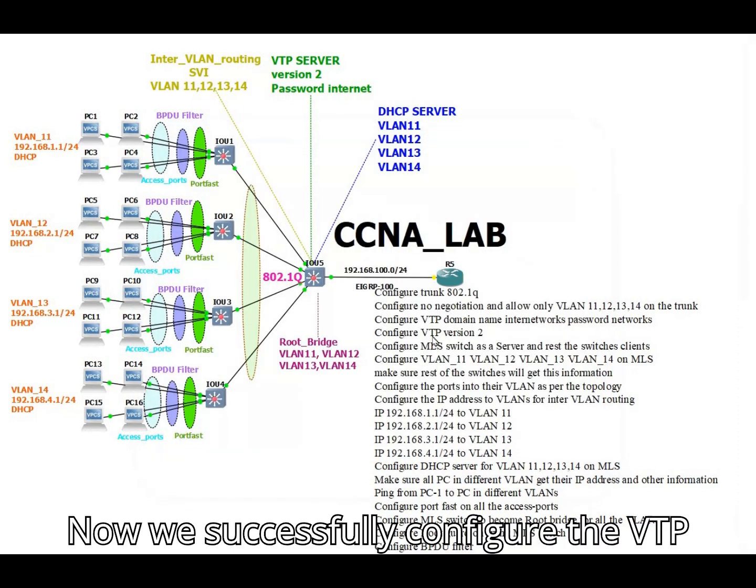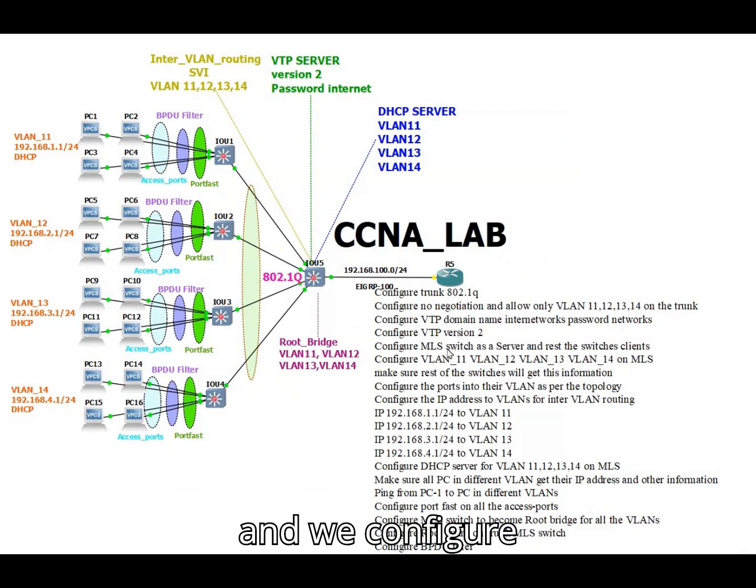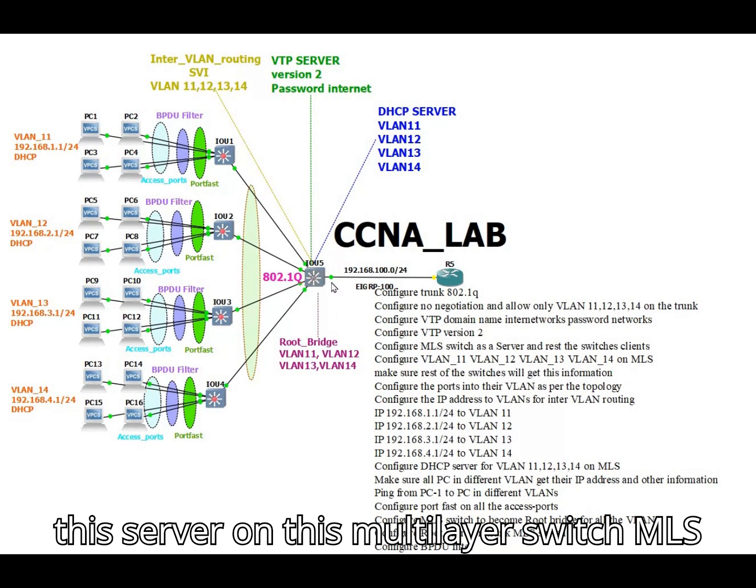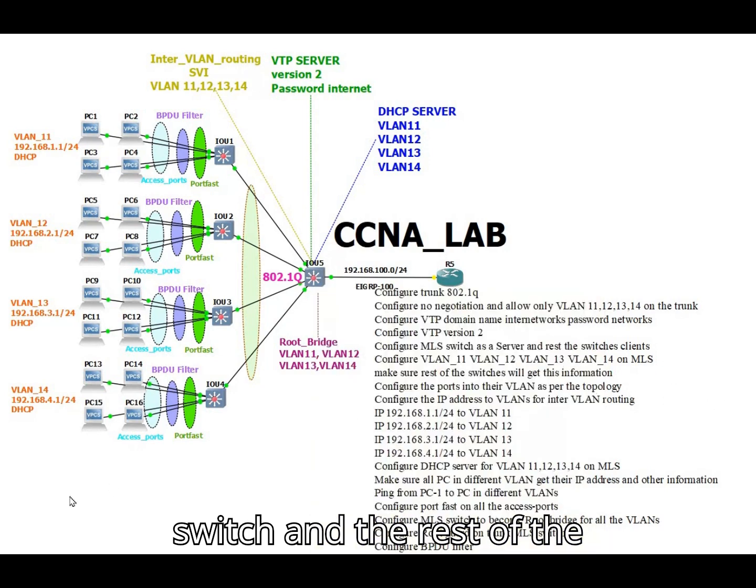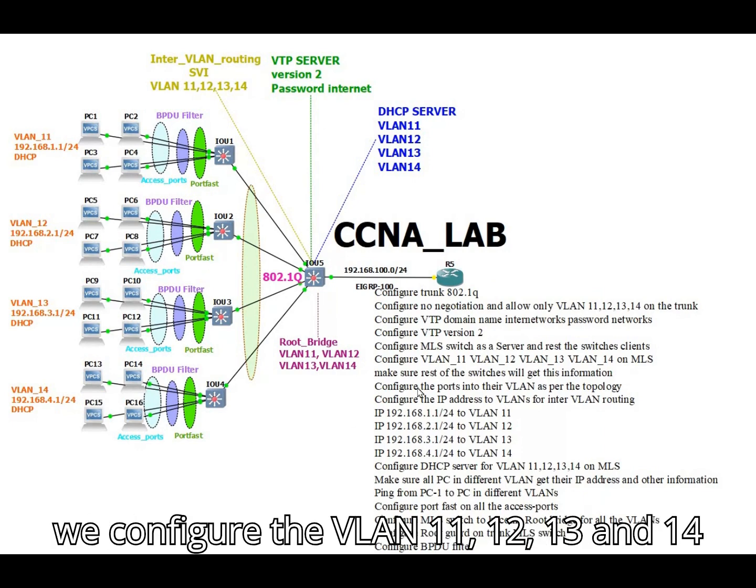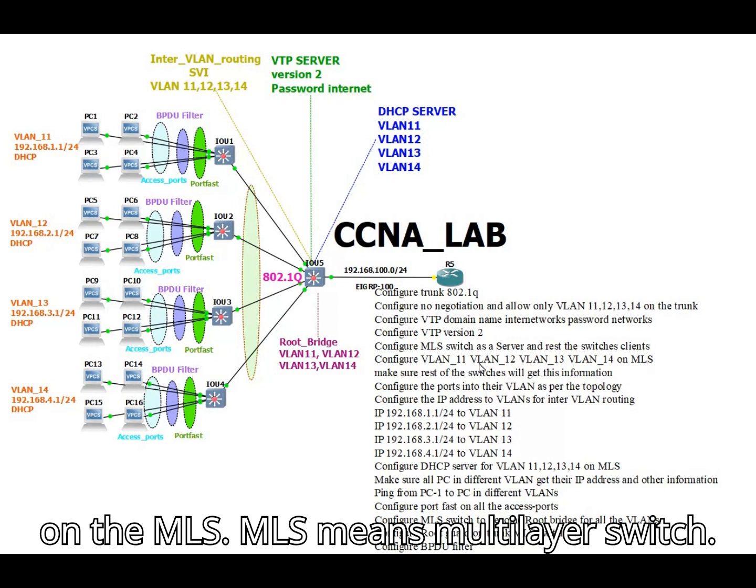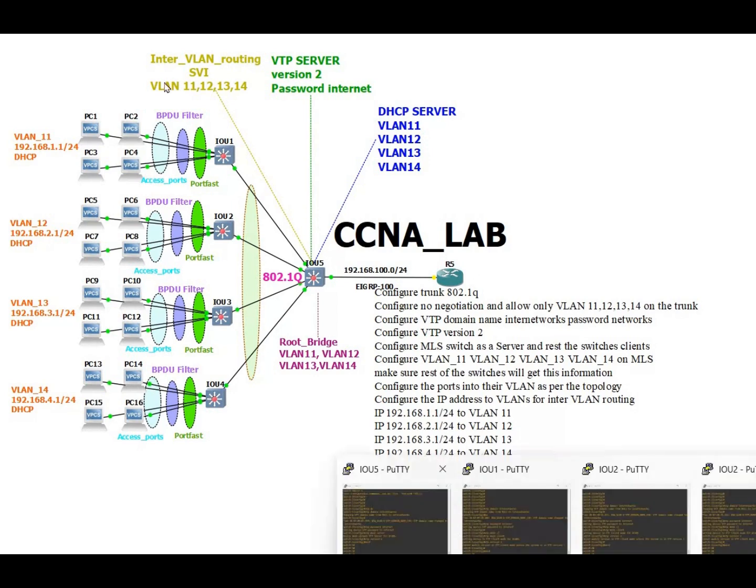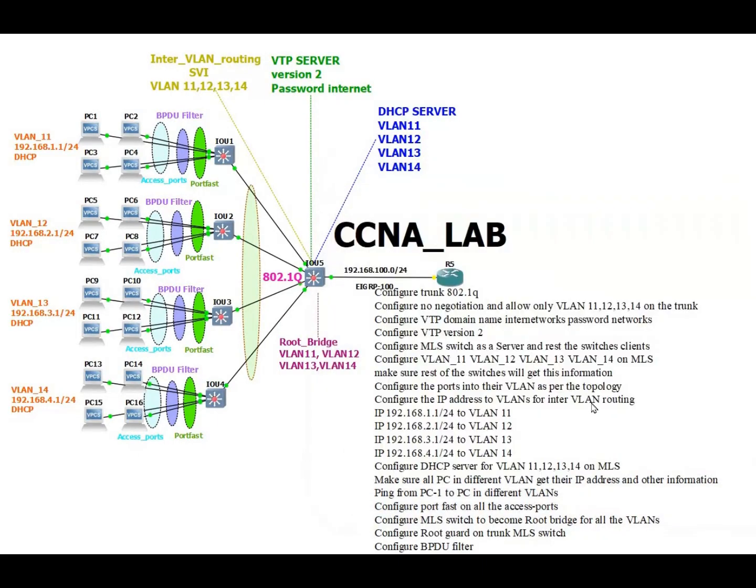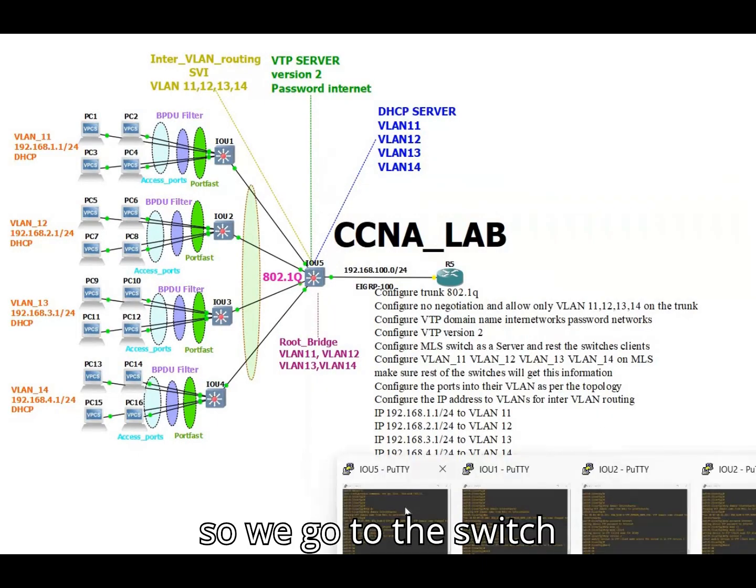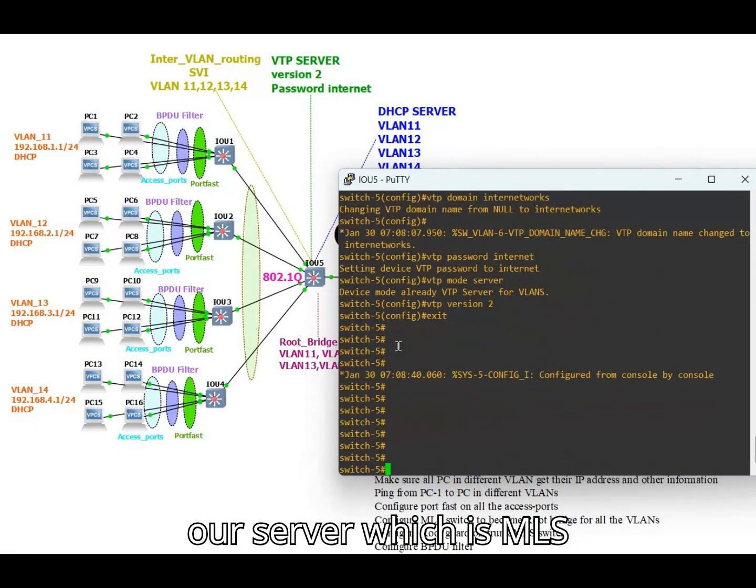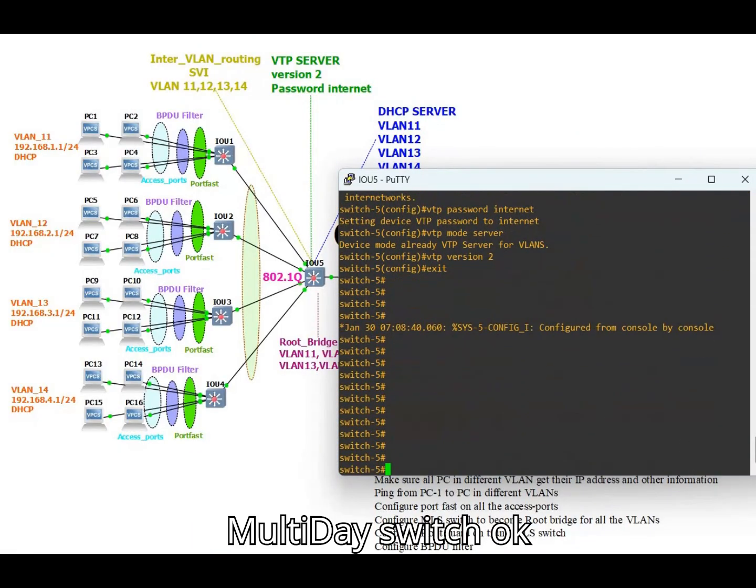Okay, now we successfully configured VTP, and we configured the server on this multi-layer switch, the MLS switch. The rest of the switches are clients. Now we configure VLANs 11, 12, 13 and 14 on the MLS. MLS means multi-layer switch. So we go to our server, which is the MLS multi-layer switch. Here we configure the VLANs.